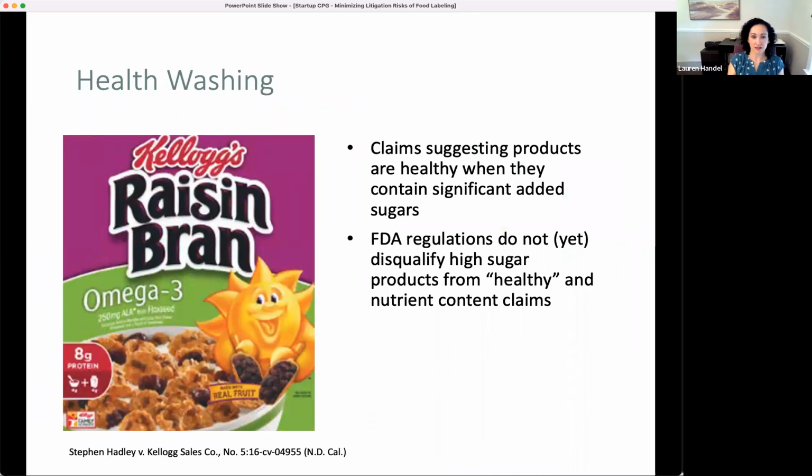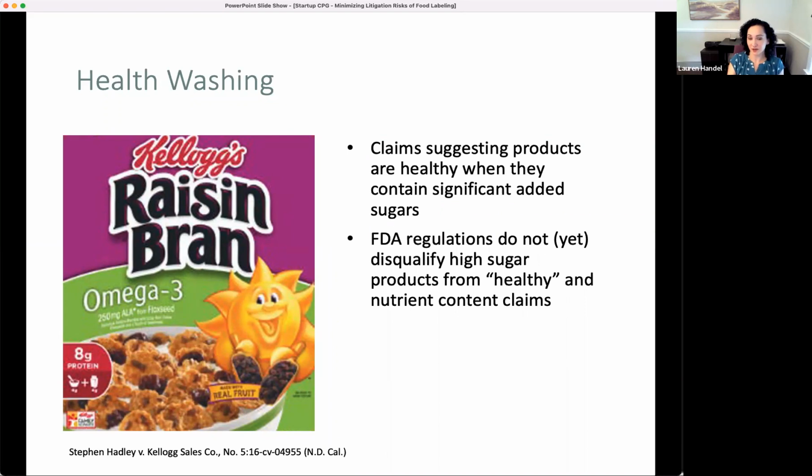Health washing. So this is kind of a broad category. It could come in a variety of forms. This is an example. There are actually several cases involving cereal products. The basic idea being that representations are made that convey to consumers that the product is nutritious and maybe healthier than it actually is. So for the most part, these are products that have relatively high amounts of added sugar. And the plaintiffs have used that to argue they're not healthy. Added sugars are dangerous. And yet these products are being marketed as nutritious, healthy choices.